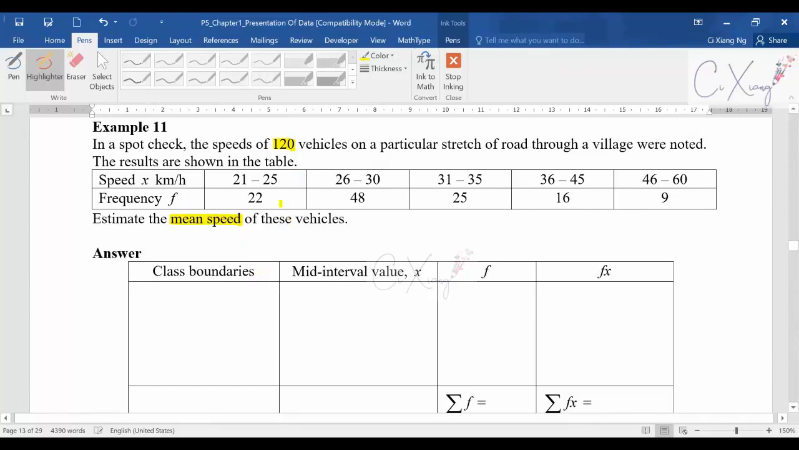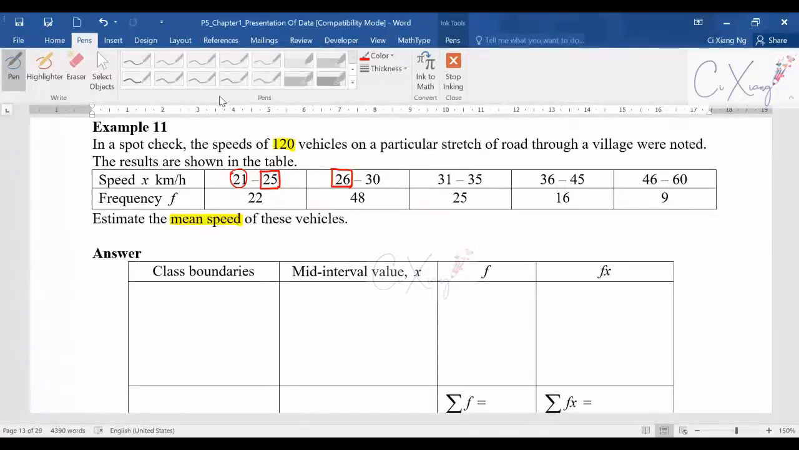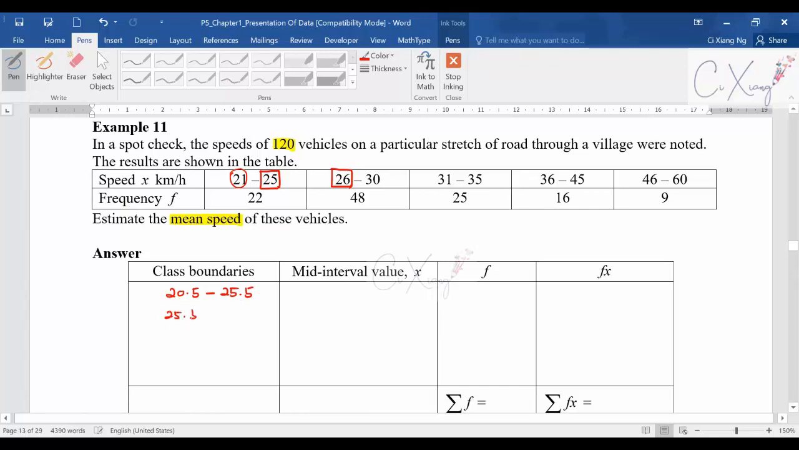To calculate the mean here, every time you need to check whether you need to do an adjustment for the class boundary. You look at the upper value of the first class and the lower value of the second class, and you see that these two values are different. When these two values are different, that means you need to do the adjustment. How to do the adjustment? The lower value you minus 0.5, the upper value you plus 0.5 for all the classes. So the first class boundary is 20.5 to 25.5, and this one will be 25.5 to 30.5, and so on.